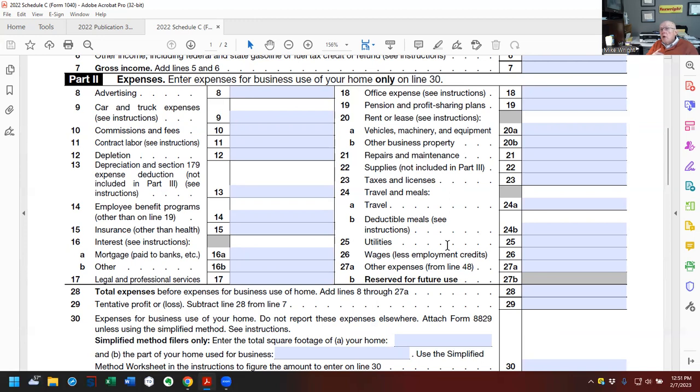But there's also property taxes. There's also fees that you have to pay to maintain your license if you are in a business that has licenses. Or there are fees that you have to pay to maintain the registration with the Secretary of State. All of those kinds of things show up here in this taxes and licenses category.